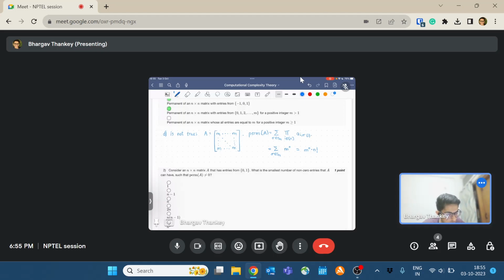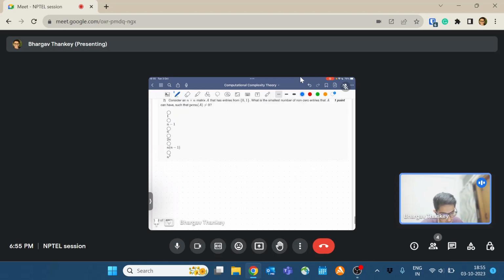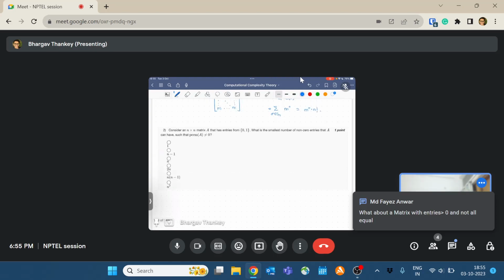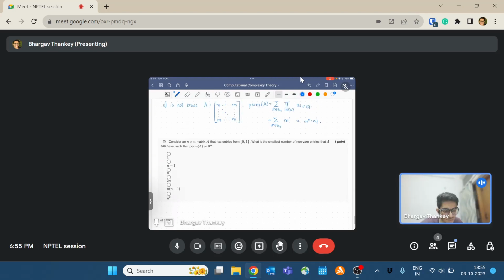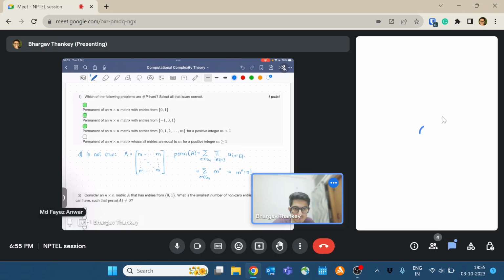Okay, so is this fine? Okay. If all the entries of the matrix are greater than zero but they are not equal, then again it would be hard. It doesn't follow from what we have seen in class, but you can still show that it's hard. So is this fine?